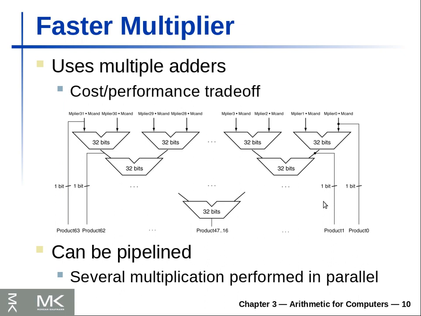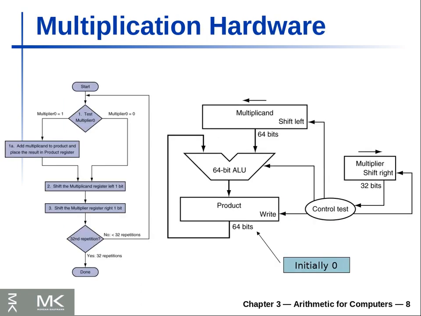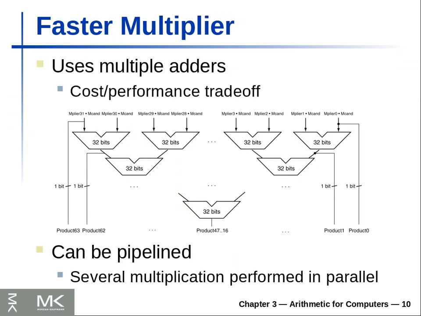We'll talk a bit more about pipelining when we get to the next processor, but for now, keep in mind that the two that you're really going to want to keep aware of are the optimized multiplier and the naive multiplier.